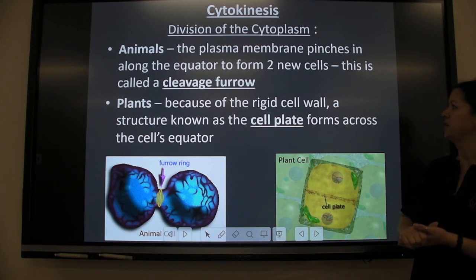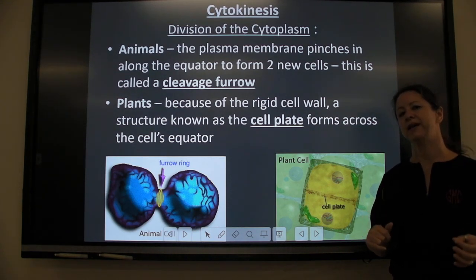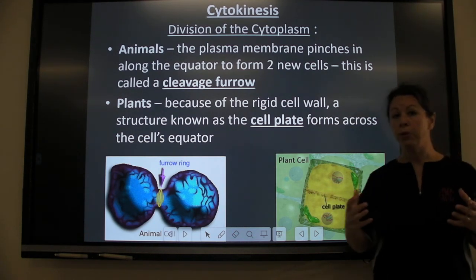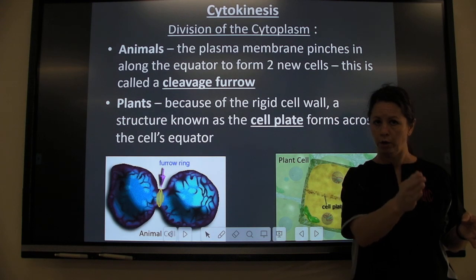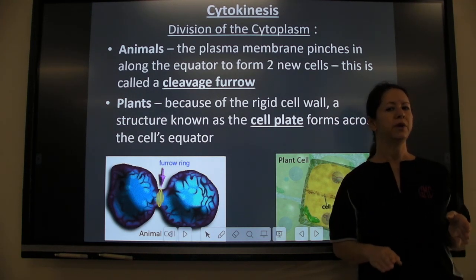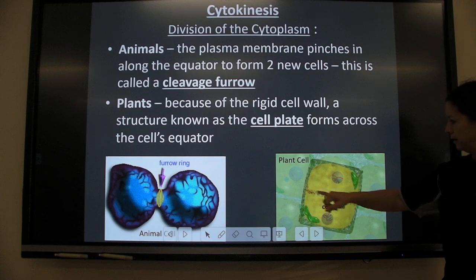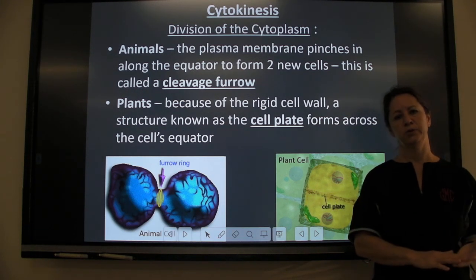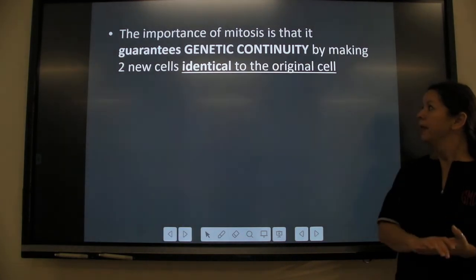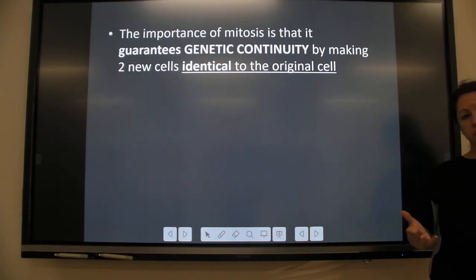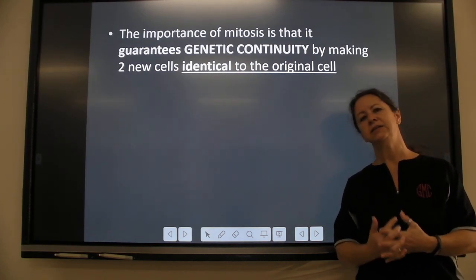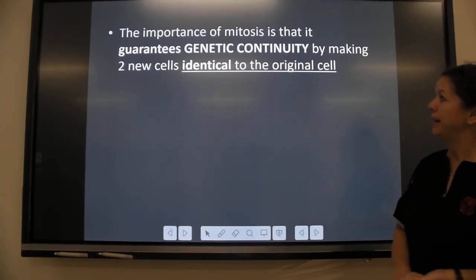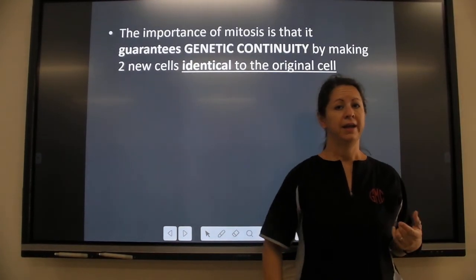All right? So because of that rigid cell wall, a structure known as a cell plate forms across the equator. The cell plate is basically a new wall being built right down the middle of the cell. So the cell plate is built right in the middle, and that's going to separate the two new cells. All right. The importance of mitosis is that it guarantees genetic continuity, all right, by making two new cells identical to the old. And that's important.